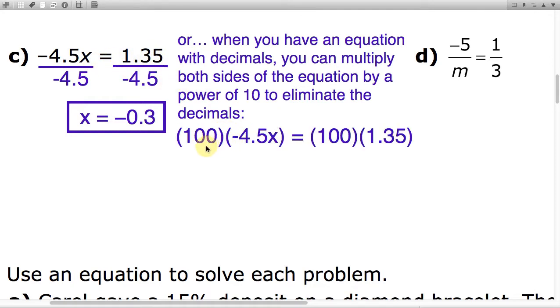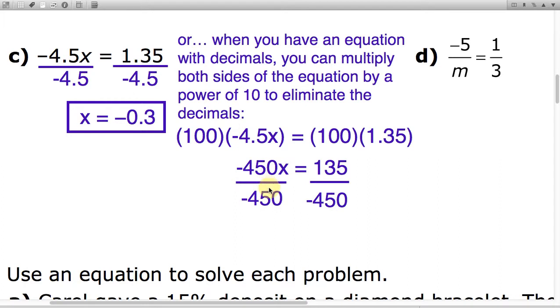So we're going to have to maintain the balance here, maintain the equation, and multiply both sides of the equation by 100. 100 times negative 4.5 will give you negative 450. Then you have the times x afterwards. And 100 times 1.35 will give you 135. So now we have an equation that no longer has any decimals. If you're trying to get rid of the decimals, that's a good way to do it.